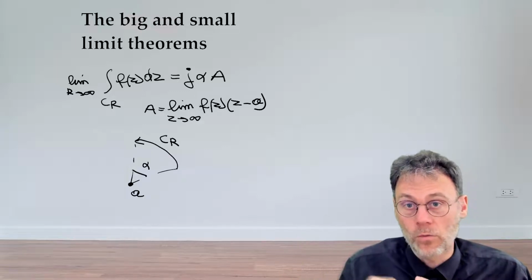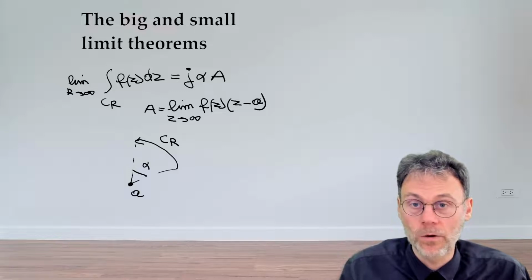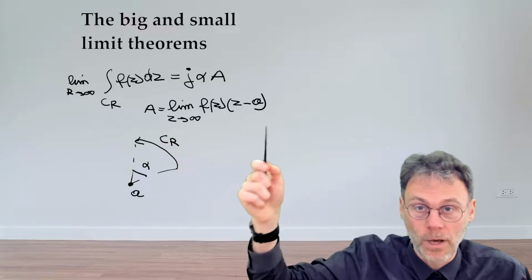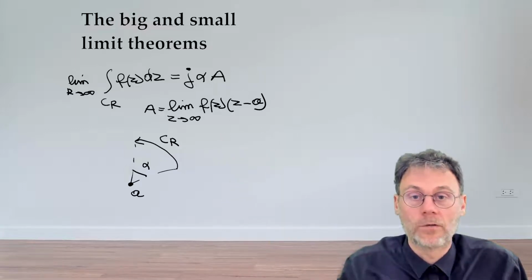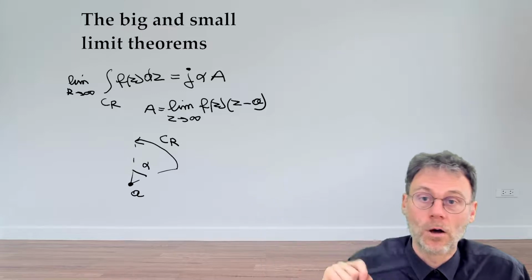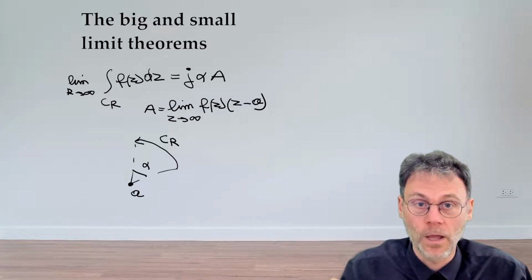Very important, when you try to apply the big limit theorem, people often forget when they calculate A here to multiply by (z minus a). And that, of course, is a disaster. So don't do that. That's an integral part of this integral theorem over here.